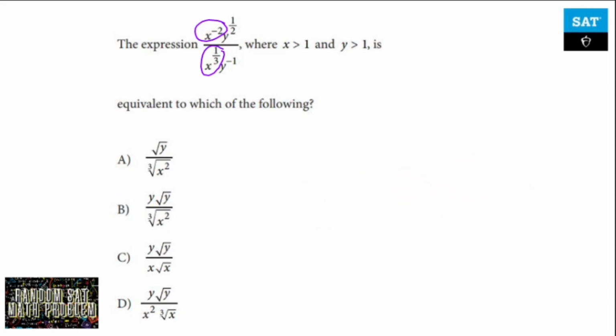Usually when you have to simplify problems like this, you are required to have the exponent be positive. So I'm going to write out a fraction bar here. The exponent down here is positive. The exponent up here is negative. So I'm going to keep my x on the bottom in the denominator and do 1/3 minus negative 2, which is the same as 1/3 plus 2. I'm going to turn 2 into 6 over 3. So 1/3 minus negative 2 is the same as 7 over 3.